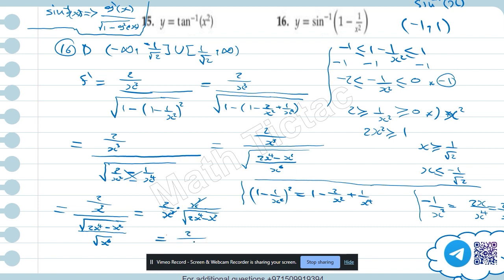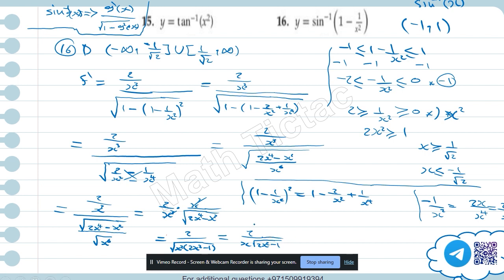Okay, now for x equal to 0, since 0 is not included in our domain, because it's minus infinity to minus 1 over square root of 2 and from 1 over square root of 2 to infinity, so in here the 0 is not included at all. Okay, now 1 over square root of 2 and negative 1 over square root of 2 are included, so here we have critical numbers, which are 1 over square root of 2 and negative 1 over square root of 2. So let's do the number line test.